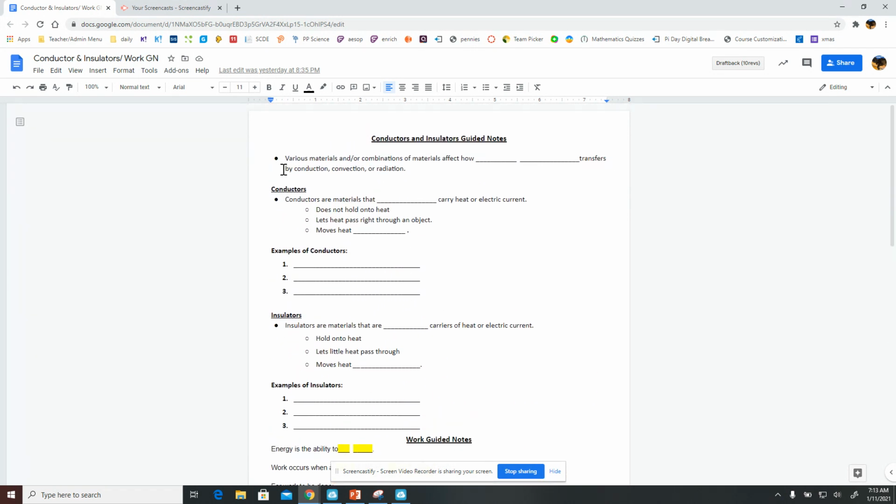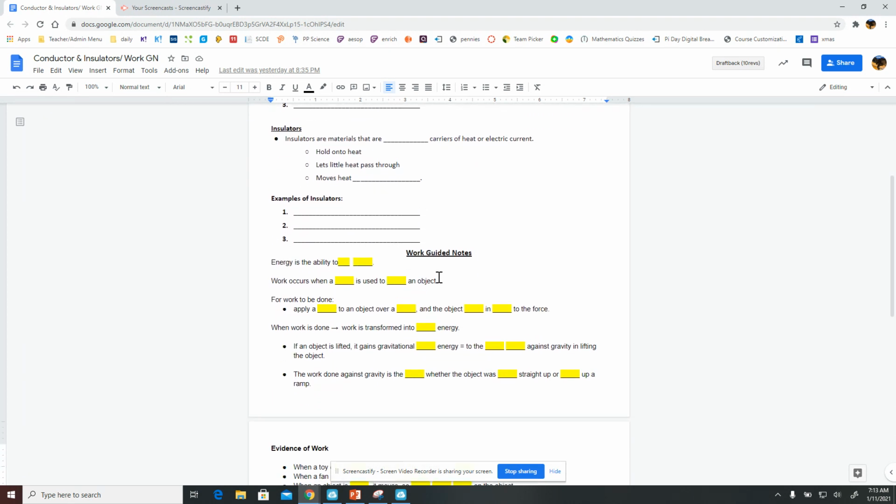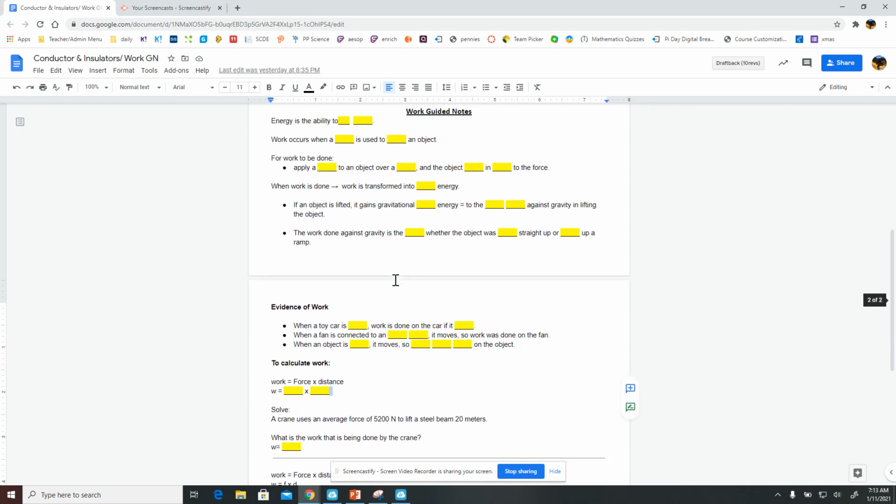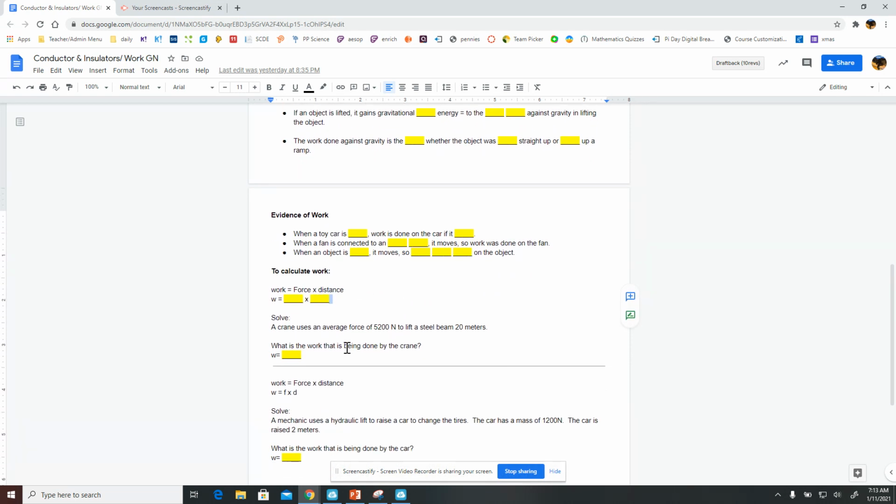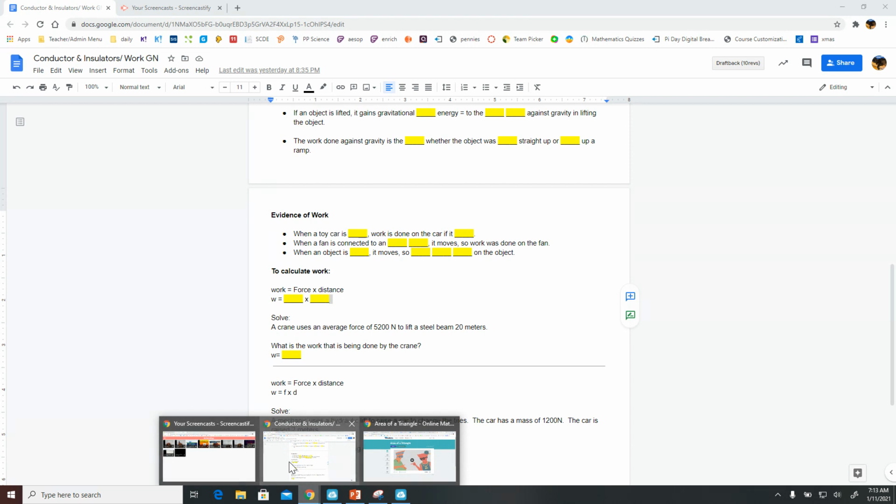We're just going to identify what conductors and insulators are, and then you're going to give me 3 examples of each. When we get to that slide, there's going to be a whole slide of conductors and insulators you can choose from. Just pick 3. Then we're going to get into what work is, which is not what you're thinking of, and then how to calculate work and how to provide evidence that work has occurred. So let me see where you are.